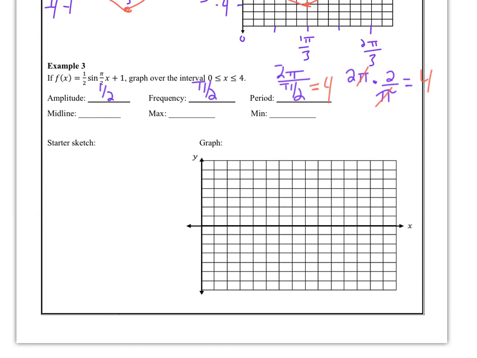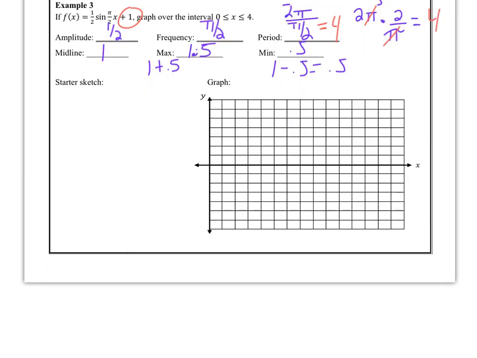Our amplitude, still the part at the end, so it's plus 1. Our max, all right, we're going to take our 1, which is our midline, and we're going to add the amplitude to it, which is 0.5, so we get 1.5. Well, that's a horrible 1.5, but you get the idea. Our min is going to be 1 minus 0.5, which gives us just 0.5.